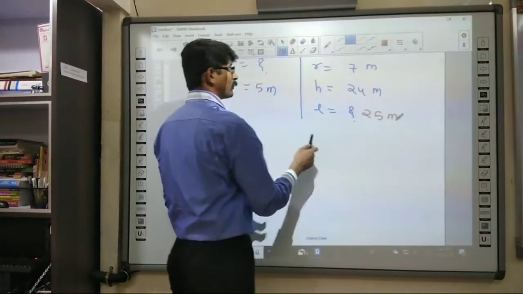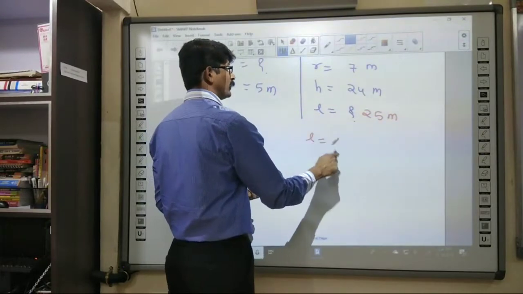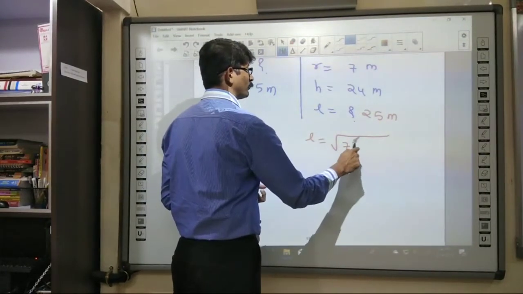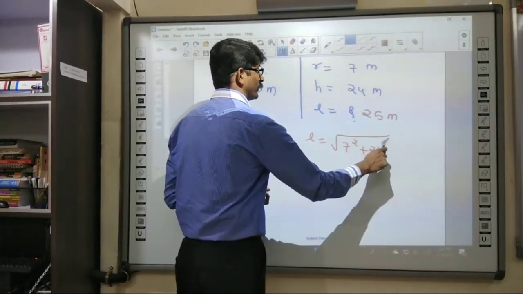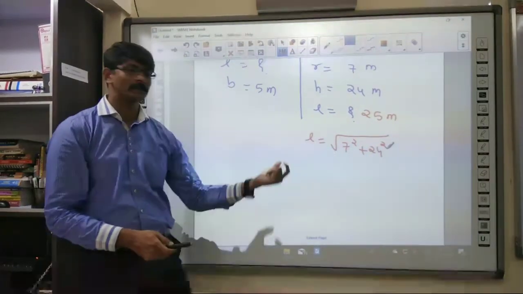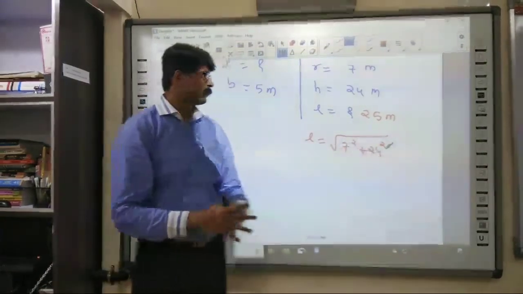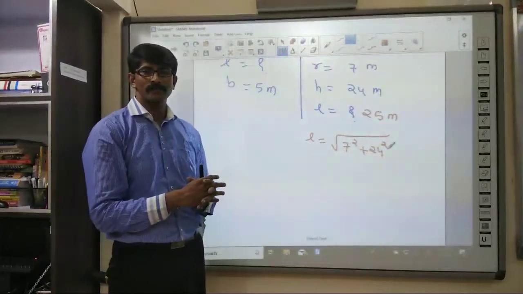And how do I calculate it directly? L is equal to root of 7 square plus 24 square. If I solve this, 49 plus 576, if you add that, it will become 625.